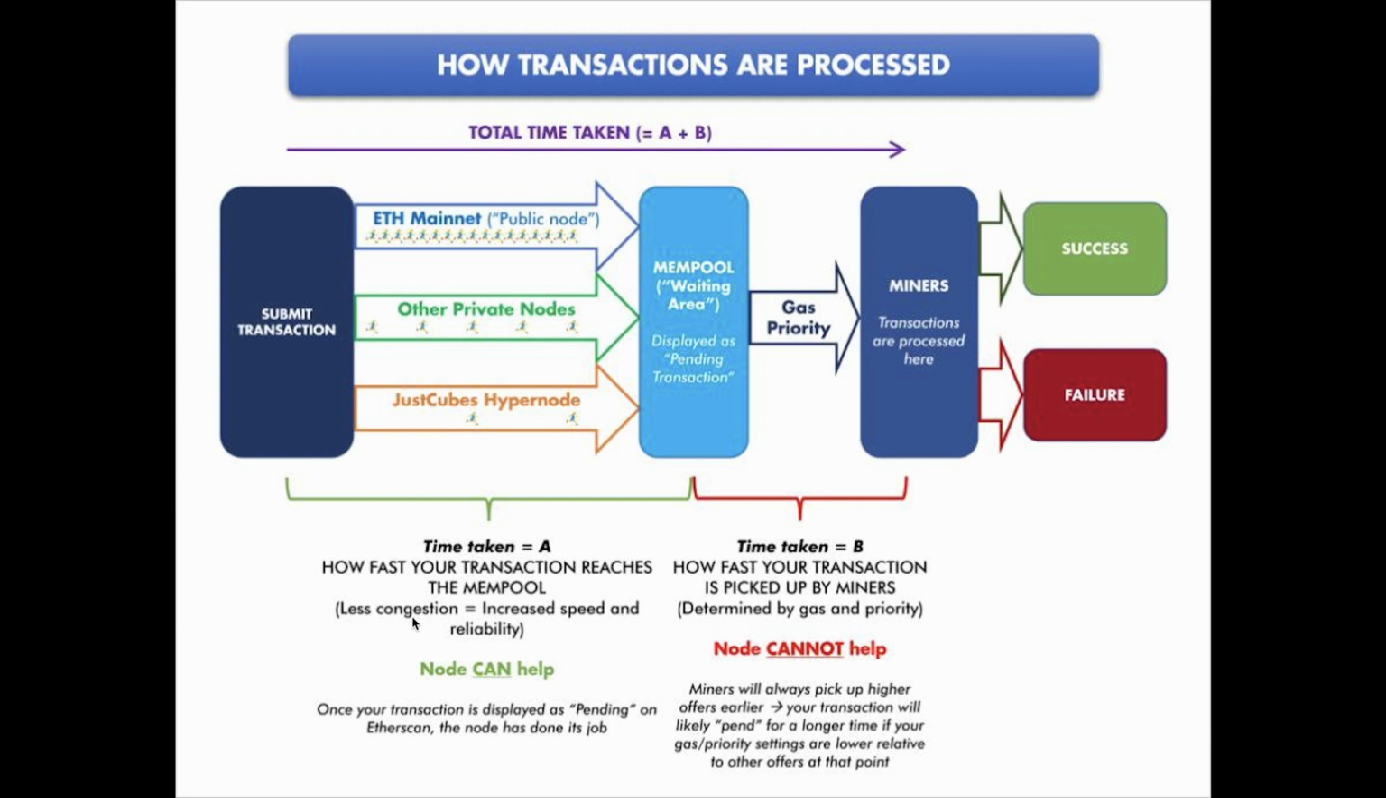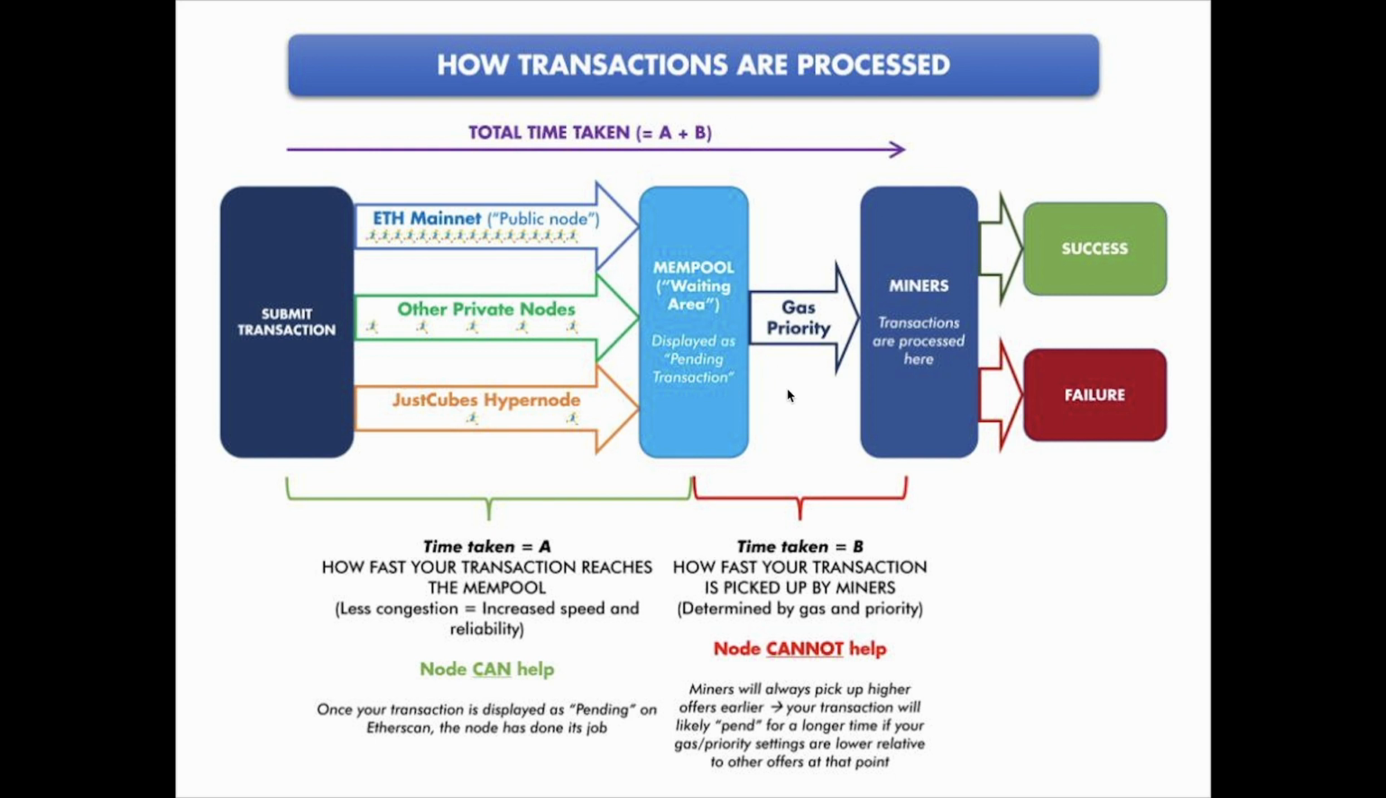And this is where a private node can help. Whenever you use a private node, it's definitely way faster than using a public node, where everyone uses the same ETH mainnet public node. This is where a private node can help significantly to improve your transaction speed, and I'll be talking about that later because I'm currently using a private node. More on that later.